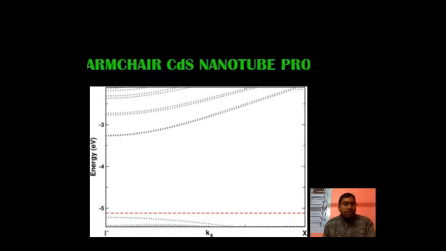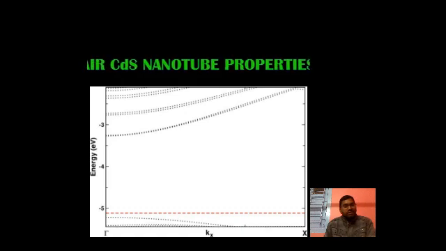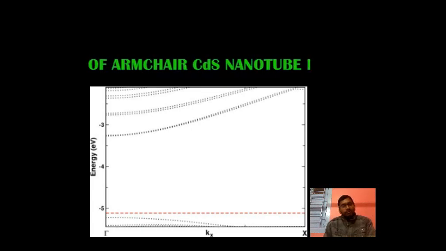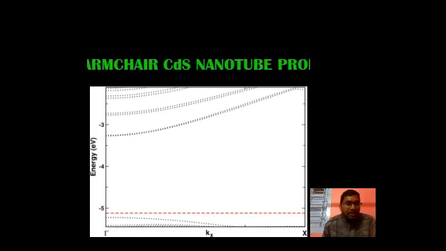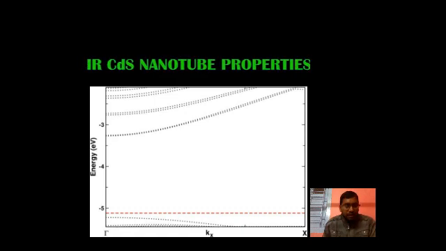Next, this is a typical band structure of a cadmium sulfide nanotube. This is the wave vector, and this is the energy. So you can see that this red line is the Fermi energy line. It is in between the gap, and this is a semiconductor type material. Cadmium sulfide is a semiconductor. So it is clear from this picture.